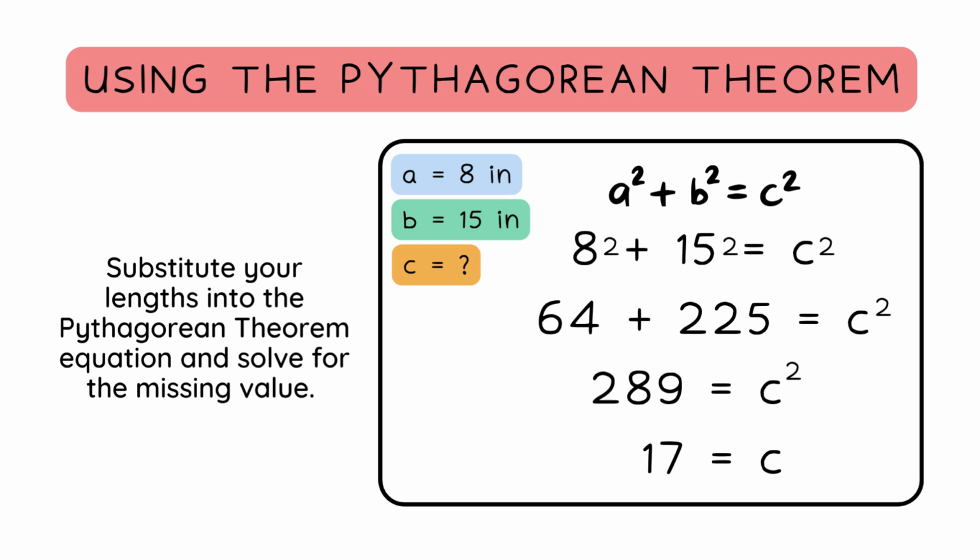64 plus 225 equals c squared. If we add 64 and 225, we will get 289 equals c squared. Now, let's take the square root of both sides to get c equals 17. So, by using the Pythagorean theorem, we can find the unknown side of a right-angled triangle.